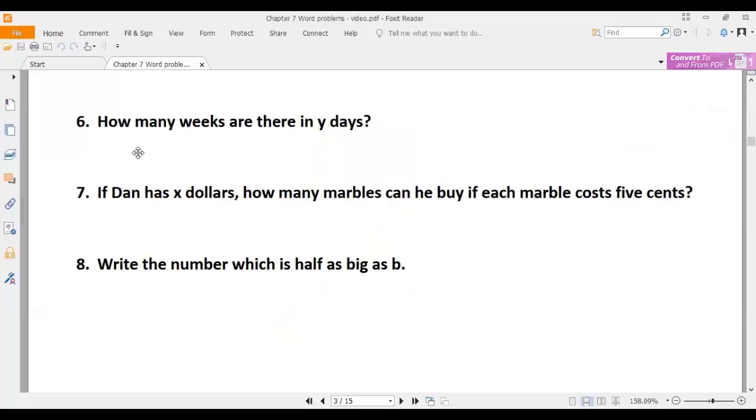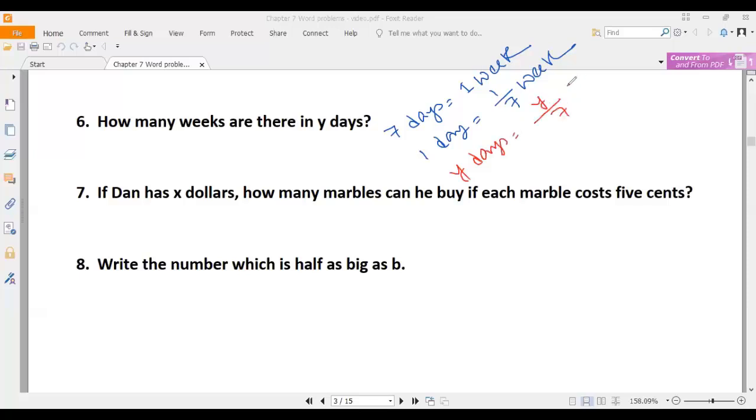Now number 6 says, how many weeks are there in y days? We know that 7 days equal 1 week. So what will be in 1 day? 1 day will be 1 by 7 week by using the unitary method. Now the question says, what about y days? So y days will be y by 7 week.